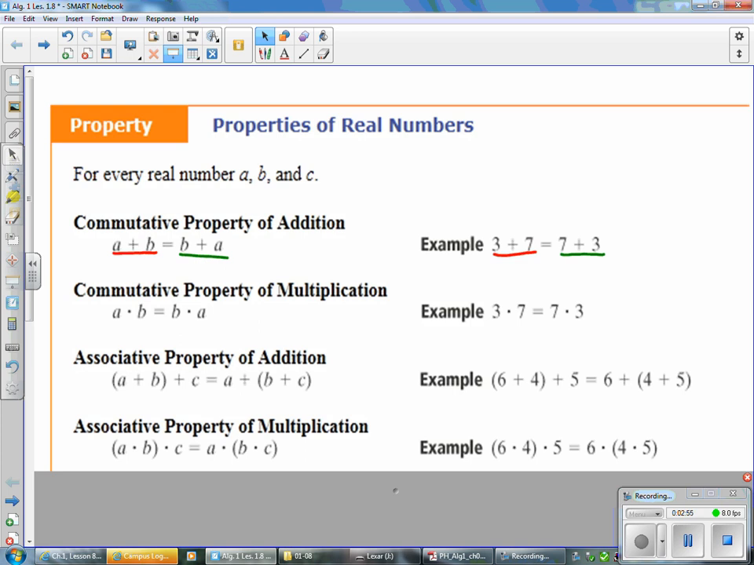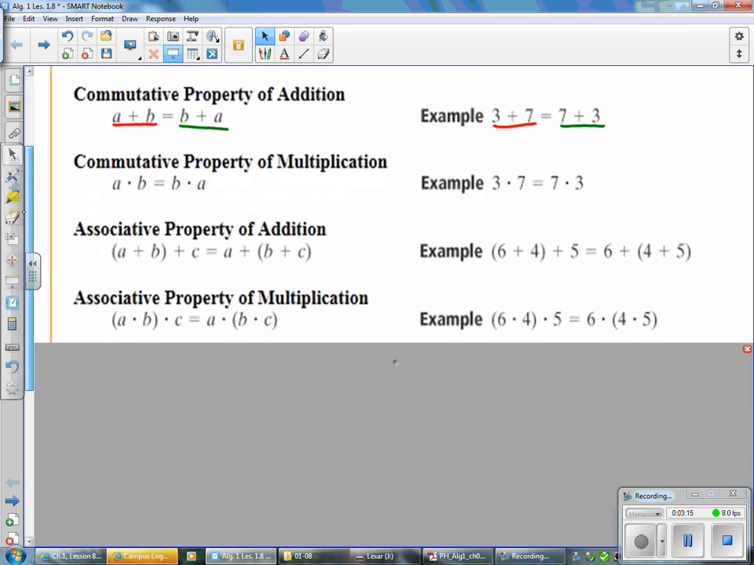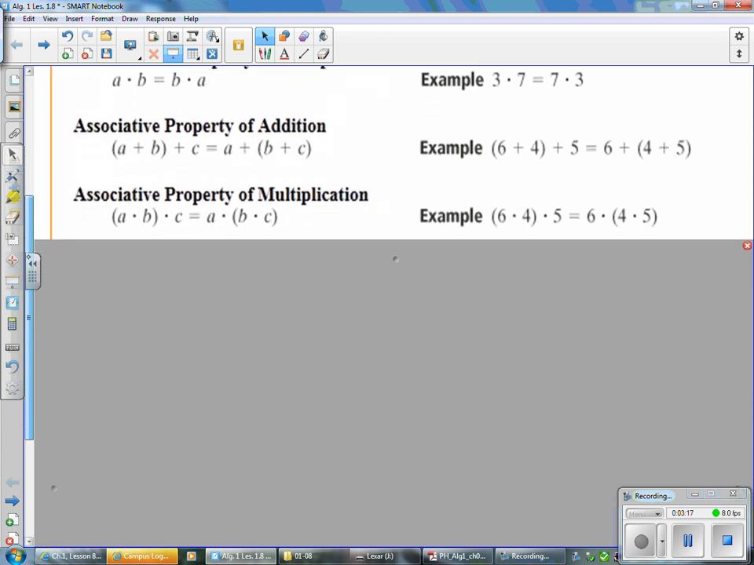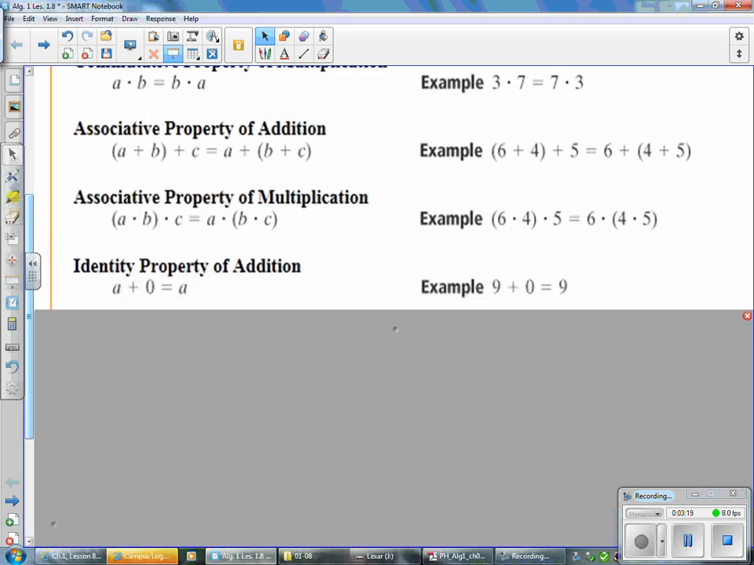So 6 times 4 is 24. 24 times 5 is 120. Much like if I will go, and it might be even easier to think this way, 4 times 5 is 20. 20 times 6 is also 120. They both equal the exact same answer. Associative property of multiplication.